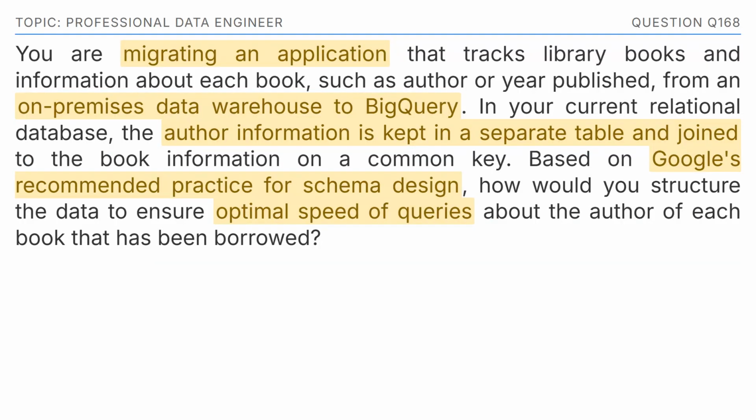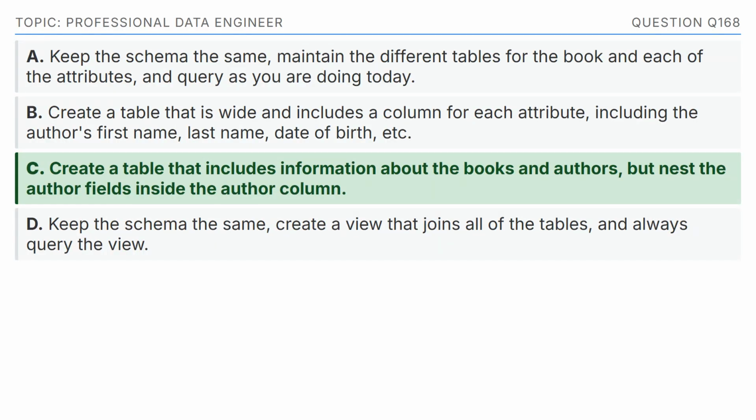To arrive at the correct answer, we focus on the keywords: migrating an application, on-premises data warehouse to BigQuery, author information is kept in a separate table and joined, Google's recommended practice for schema design, optimal speed of queries. The correct answer is option C, create a table that includes information about the books and authors, but nest the author fields inside the author column.